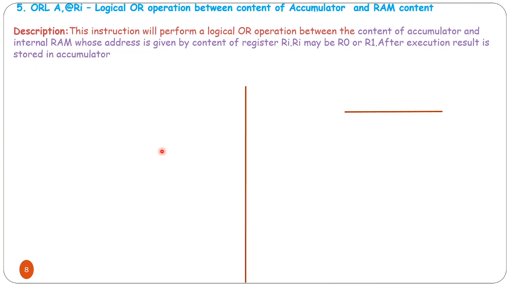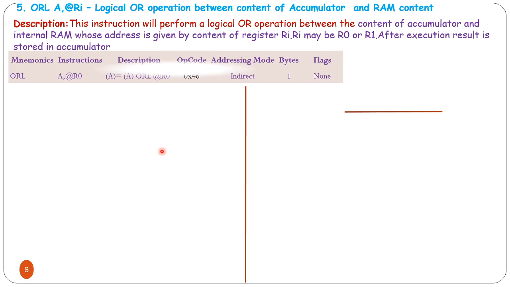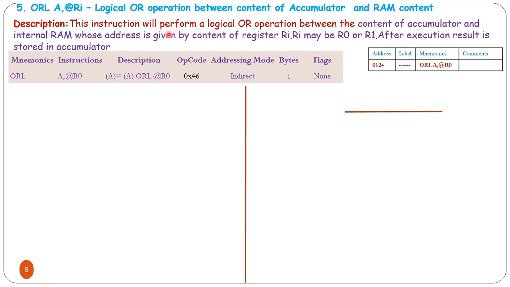ORL A comma @Ri, logical OR operation between the content of accumulator and the content of random access memory. Description of this instruction: this instruction will perform the logical OR operation between the content of accumulator and internal random access memory whose address is given by the content of register Ri. Ri may be R0 or R1. After execution, result will be stored in accumulator register.